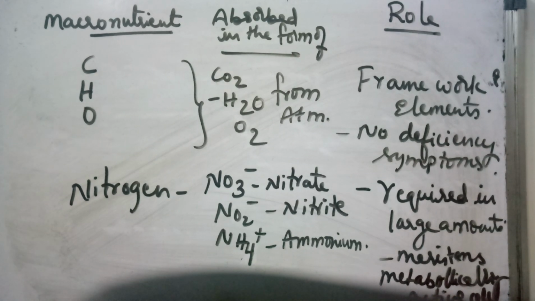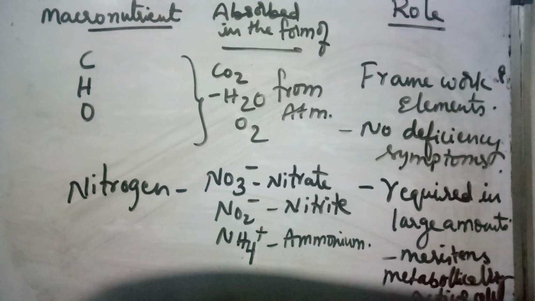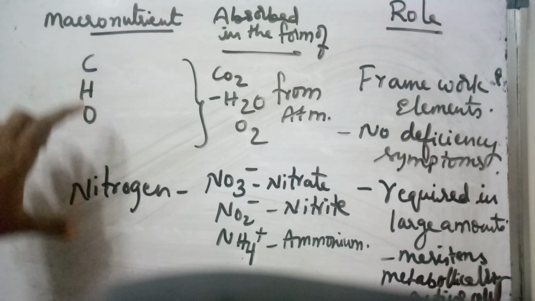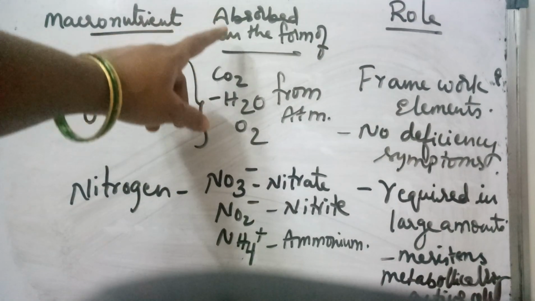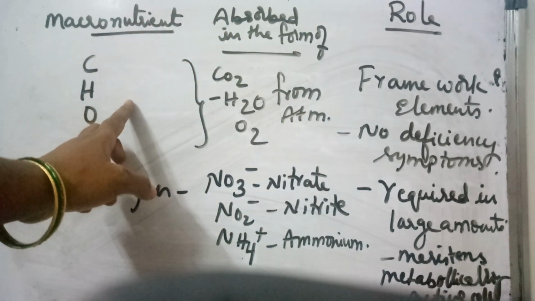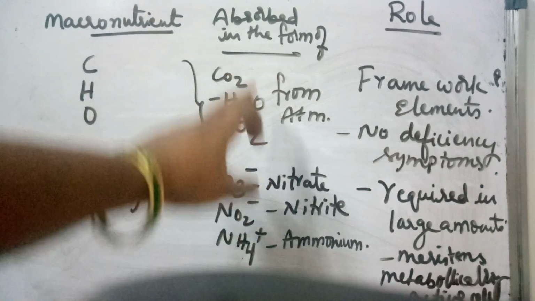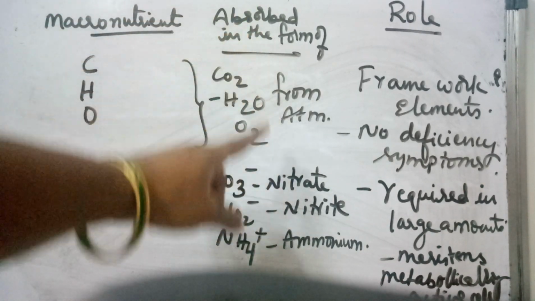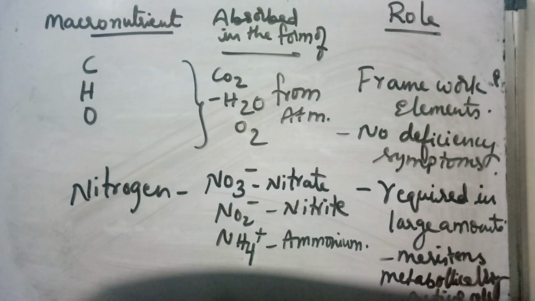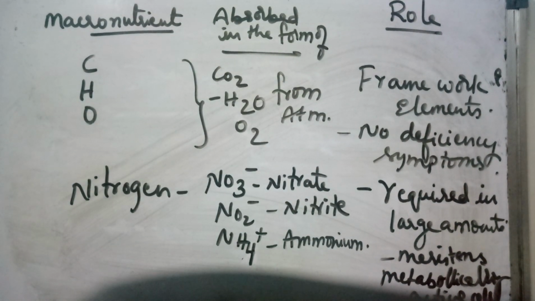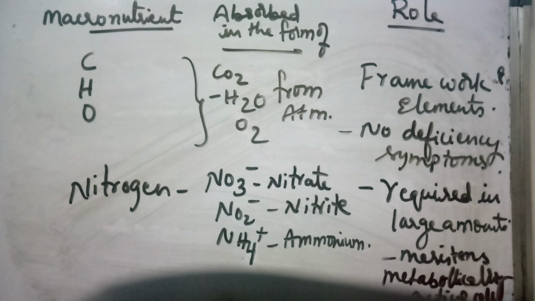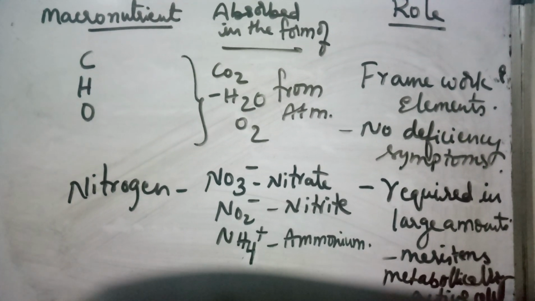So today we are going to discuss different essential elements and the role each element plays in the plant body. The nutrient name is given in this row, and in this column is the form in which the plant absorbs that mineral element, and this is the role played by that particular element. For each element we have to remember all the points related to it.